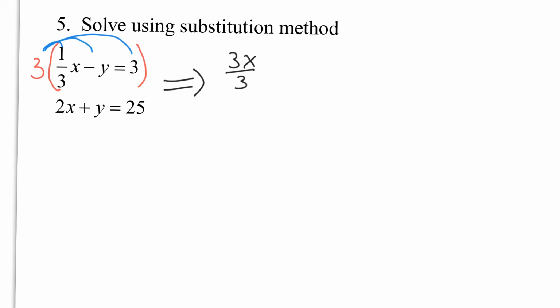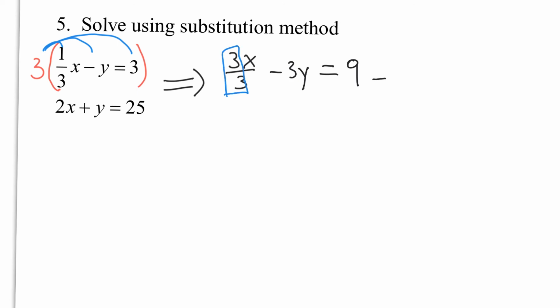Now just to refresh your memory, you multiply the top, 3 times 1 is 3, and you keep the denominator. So there's a 3. Do not multiply 3 times 3. You don't multiply the denominator. And then you multiply by y, so minus 3y, and then you multiply the 3 on the other side, which is 9. Now you can simplify 3 divided by 3. That's going to be 1.